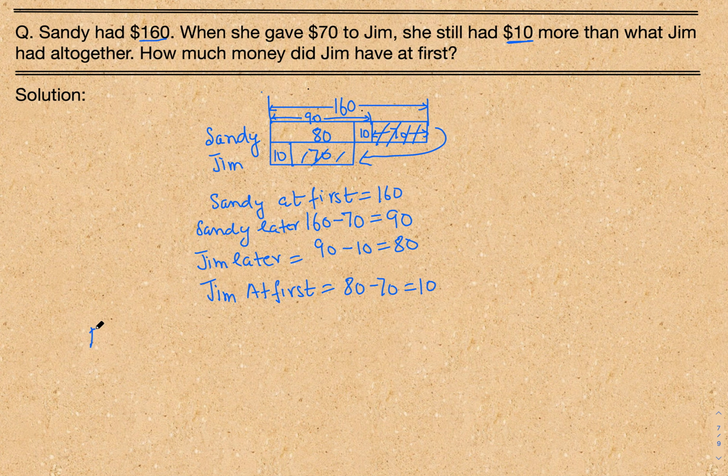So let's write our answer. How much money did Jim have at first? Jim had $10 at first.